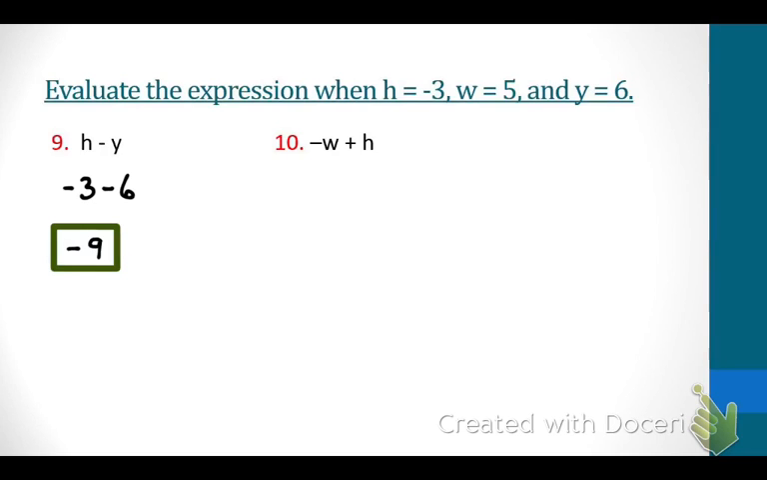Hayden, what did you do for the next one? I plugged in the numbers. And what'd you get? Negative. Okay, very good. -5 plus -3. When you add those two together, what do you get? -8 is correct because he had the same sign. You add the numbers and keep the sign.